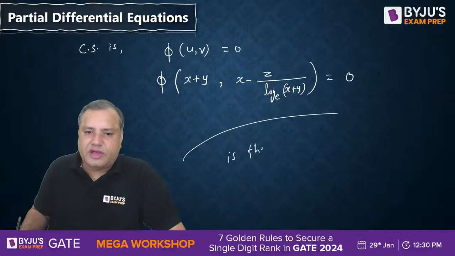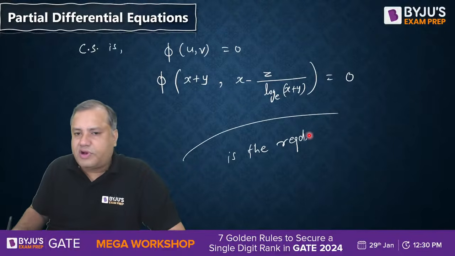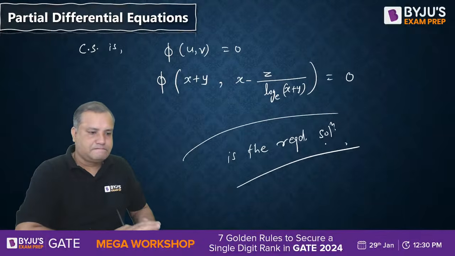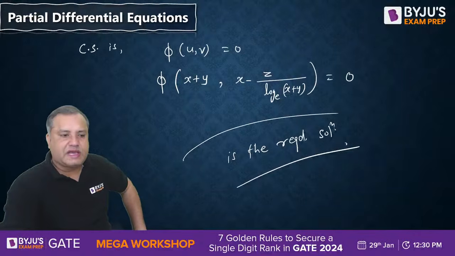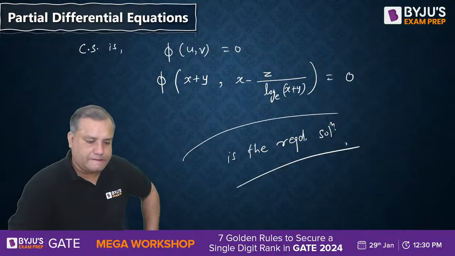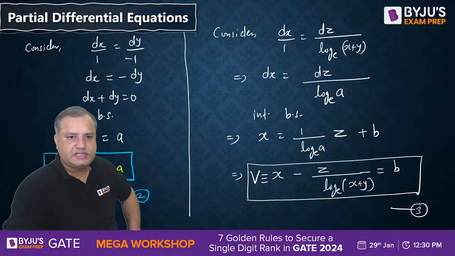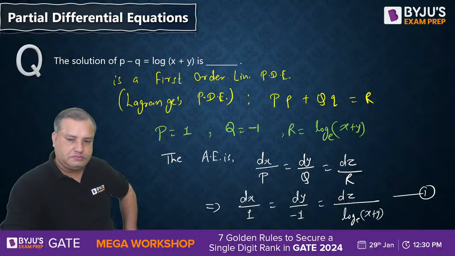और last में, in the last, right is the required solution with pride. Okay. So this is how this Lagrange's differential equation is solved. Understood, students?